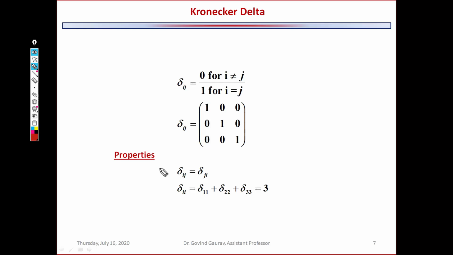Now the properties of the Kronecker delta. As this matrix is symmetrical, we can say that Kronecker delta ij is equal to Kronecker delta ji. The second property of the Kronecker delta is that the sum of the trace, the sum of the diagonal elements, is equal to 3. This means that Kronecker delta 11 plus Kronecker delta 22 plus Kronecker delta 33, the sum of all the diagonal elements, is equal to 3.